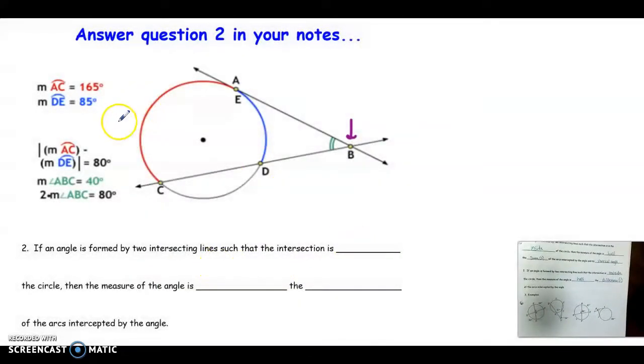So in this example, we're given the measure of arc AC to be 165 degrees. We're given the measure of arc DE to be 85 degrees. So if I wanted to find this angle right here, I would have to subtract 165 minus 85, which is 80, and take half of that. So this angle here would be 40 degrees.